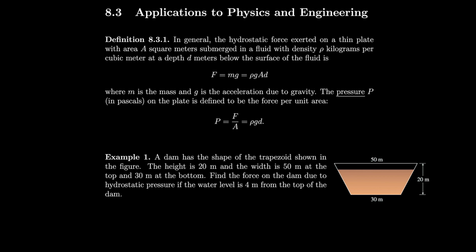The pressure P in pascals on the plate is defined to be the force per unit area, where P is just F divided by A, which is ρ times g times d. Let's do an example.